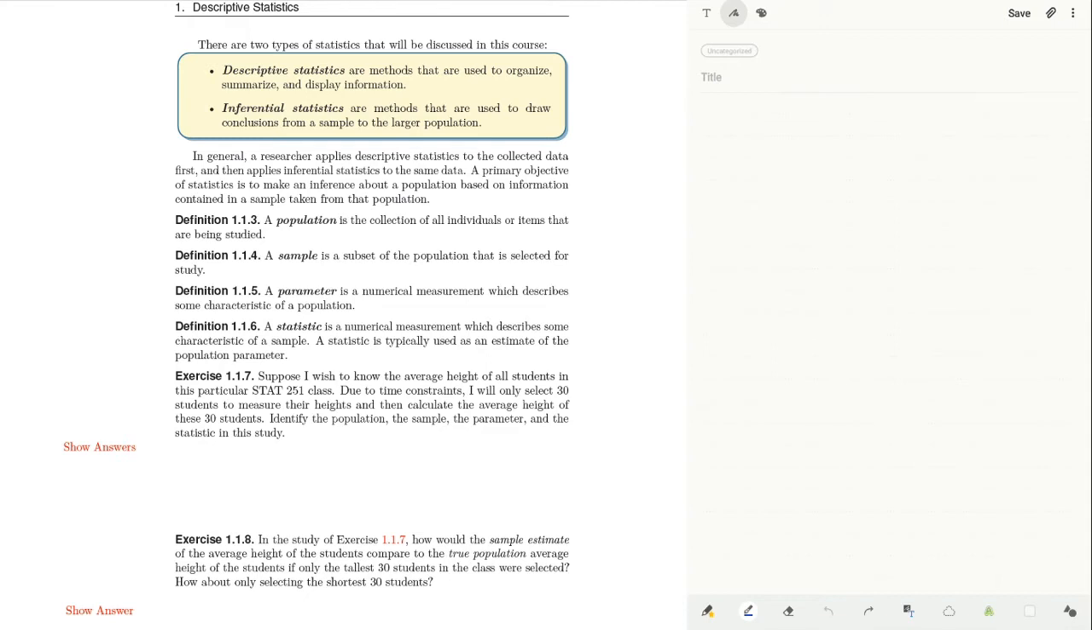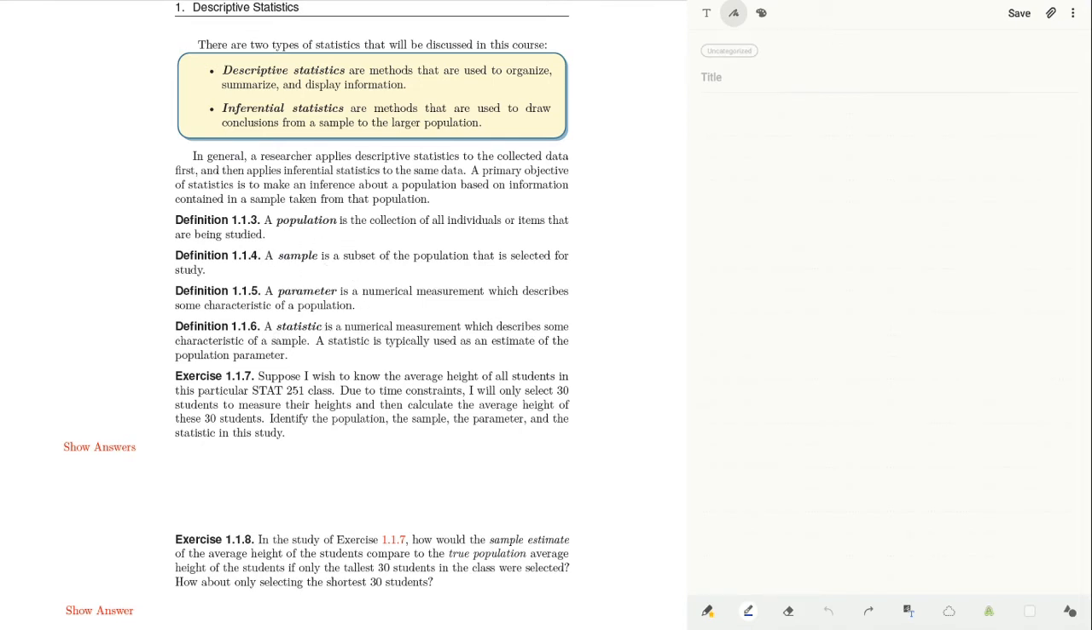And now we come to our second definition of statistics. A statistic, which is in singular form, is a numerical measurement which describes some characteristic of a sample. And to help remember how these terms are related, note that there are alliterations. So a parameter is a numerical measurement of the population, and a statistic is a numerical measurement of a sample.